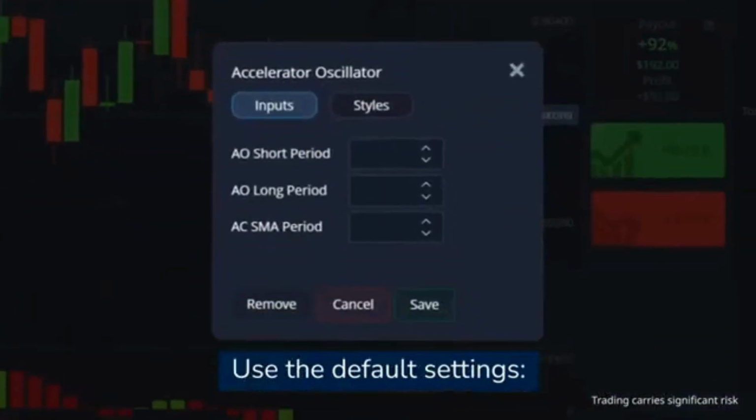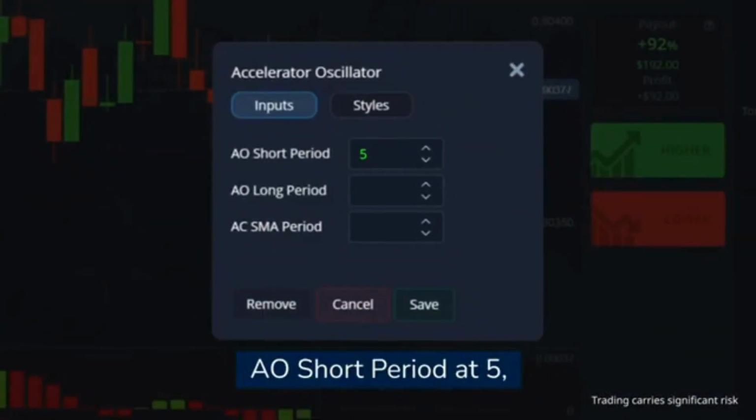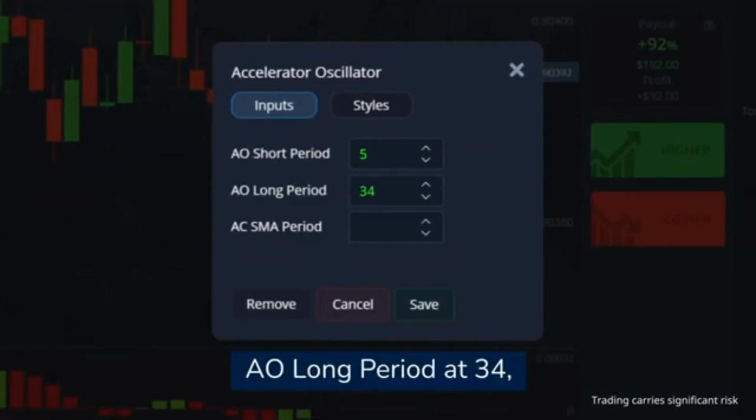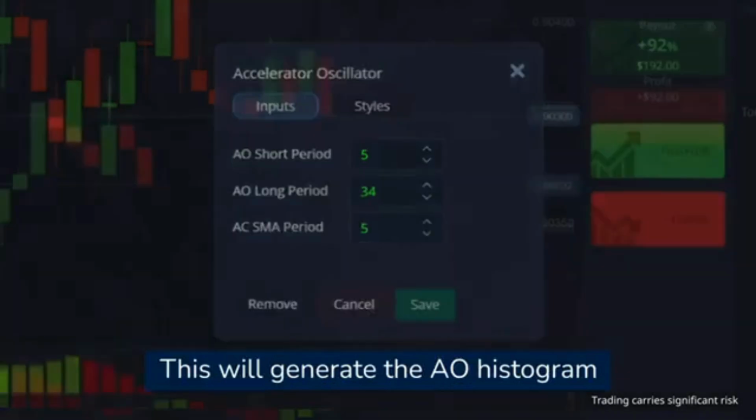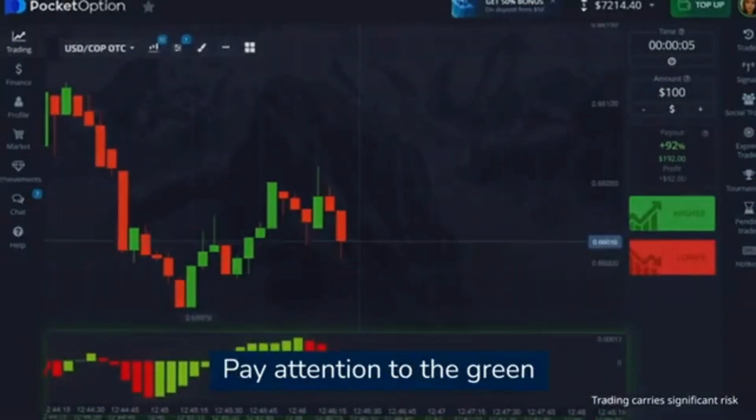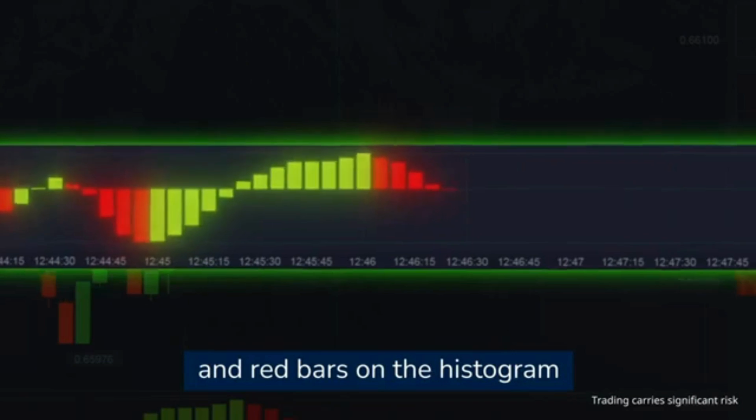Use the default settings: AO short period at 5, AO long period at 34, AC SMA period at 5. This will generate the AO histogram. Pay attention to the green and red bars on the histogram.